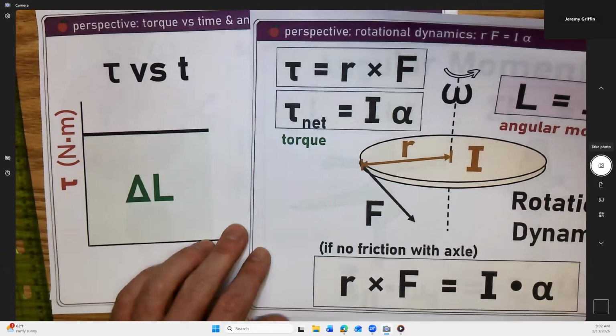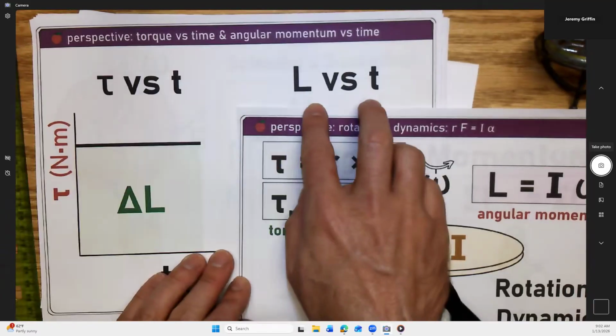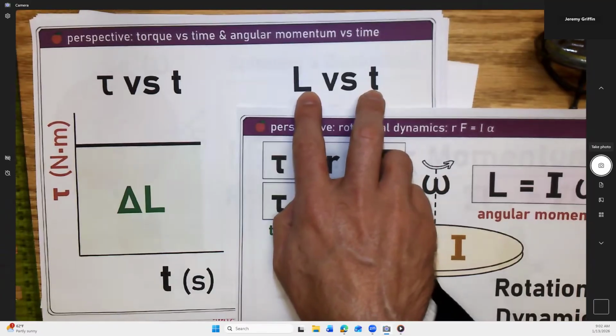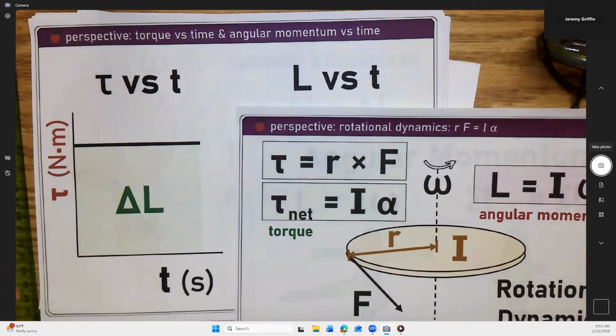Okay. Now, I want you guys to predict over here. I have another graph, and I'm covering up this other graph. Angular momentum as a function of time. Let's say it's the same story. What do you think that graph looks like? Guys, make a prediction in your notes. Big prediction. What do you think angular momentum versus time looks like?